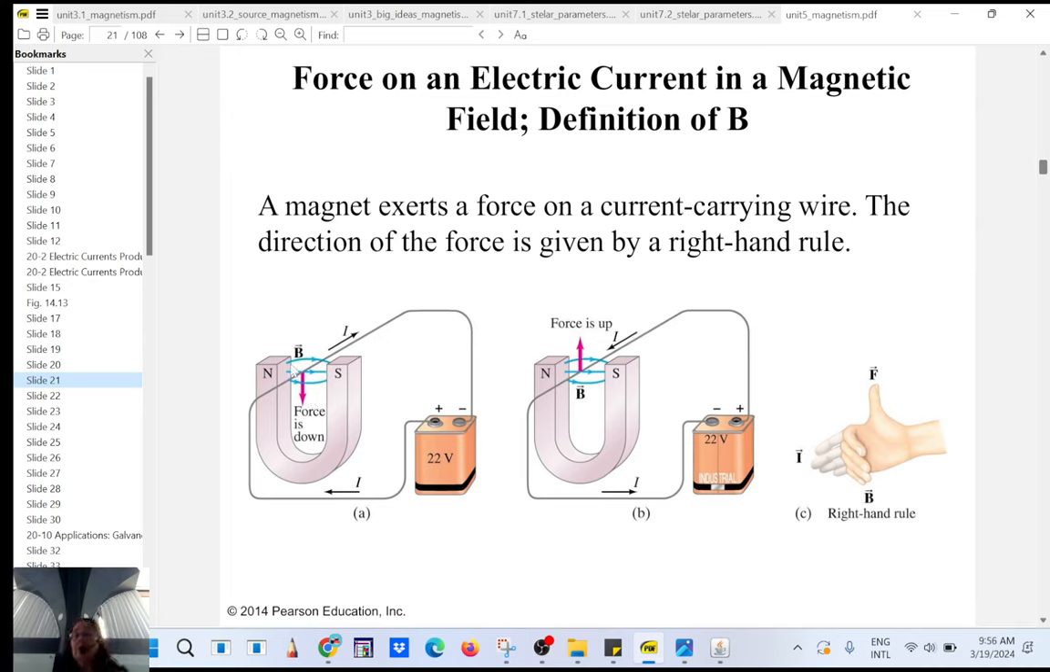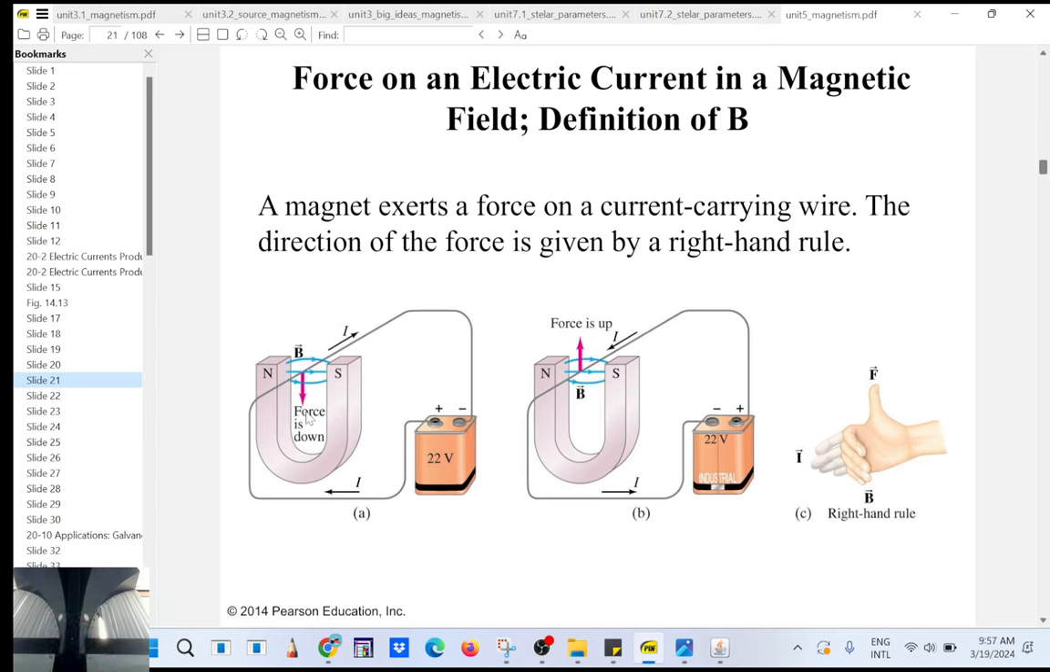You see, this is the magnetic field from north to south. Okay, this is the current flowing, and that little fragment or segment of the wire will be acted upon by a force. What I want you to see is that the magnetic field and the current will be inside the same plane, and the force will be perpendicular to it. So what we have here is a cross product.